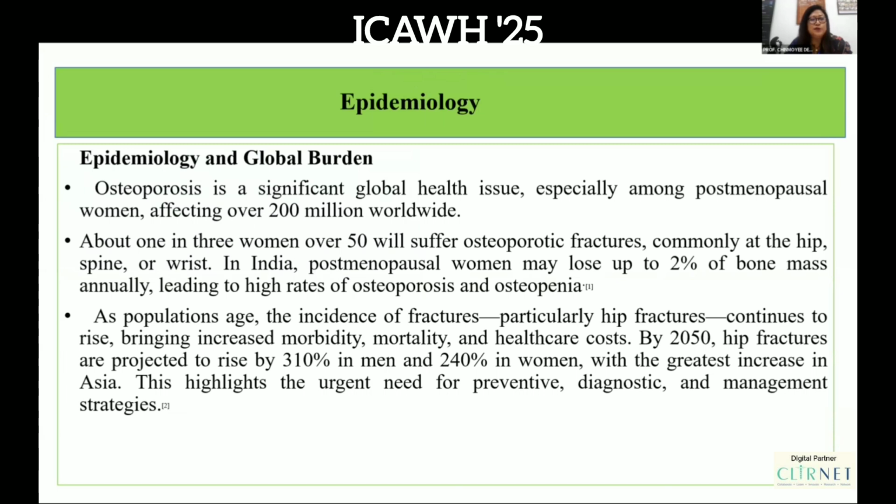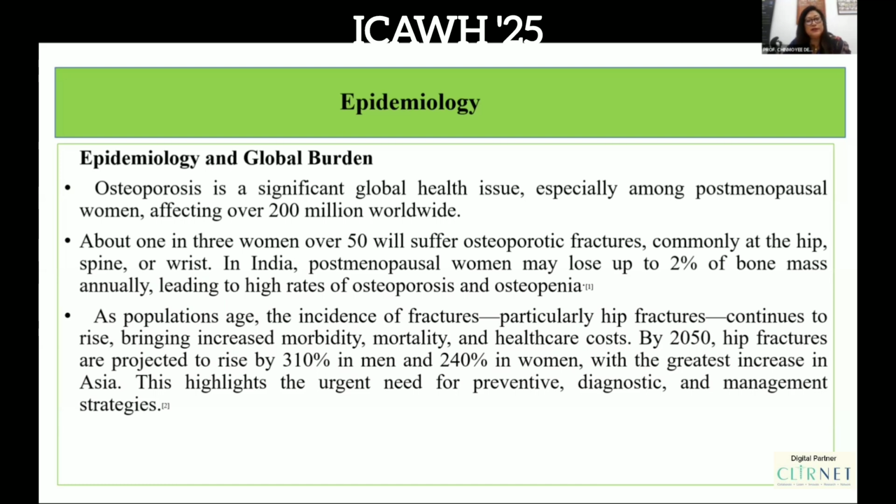Epidemiology and global burden: osteoporosis is a significant global issue, especially among postmenopausal women, affecting over 200 million worldwide. About 1 in 3 women over 50 will suffer osteoporotic fractures, commonly at the hip, femur, spine, or rib. In India, postmenopausal women may lose up to 2% of bone mass annually, leading to a high rate of osteoporosis and osteopenia.